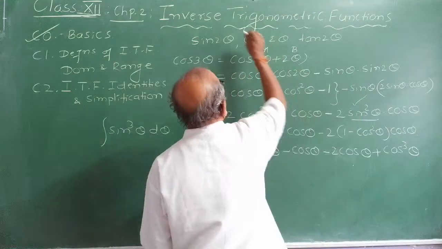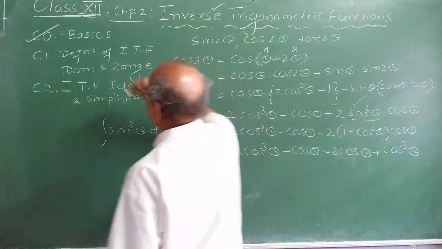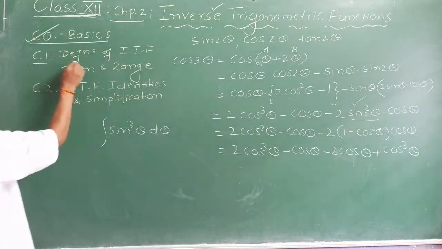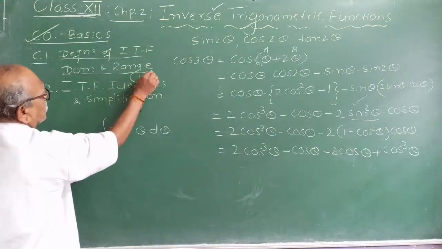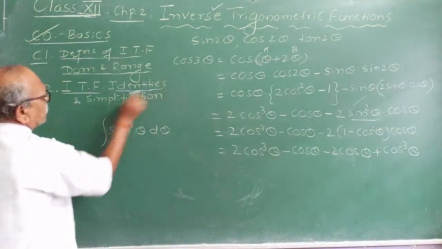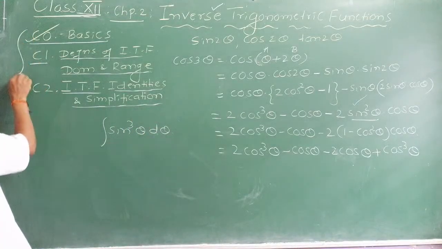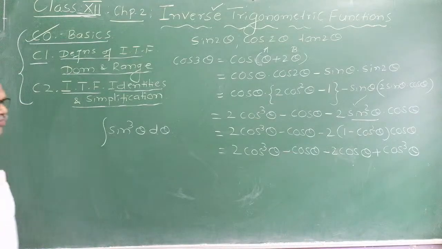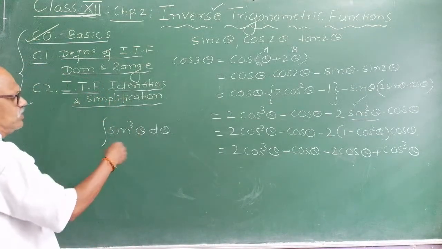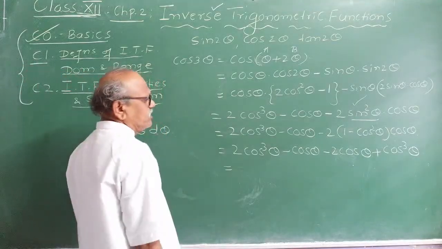Before you move on to the identities, these three topics are there. C0 is basics. C1 is definition of inverse trigonometric function, their domain and range, inverse trigonometric function identities and their simplification, required as per the board syllabus. We learn level 1 board level questions. Level 2 we'll go on increasing the depth up to competitive examinations.